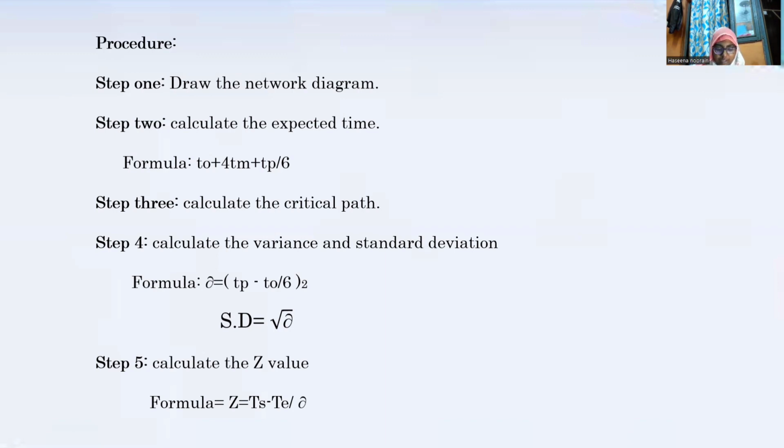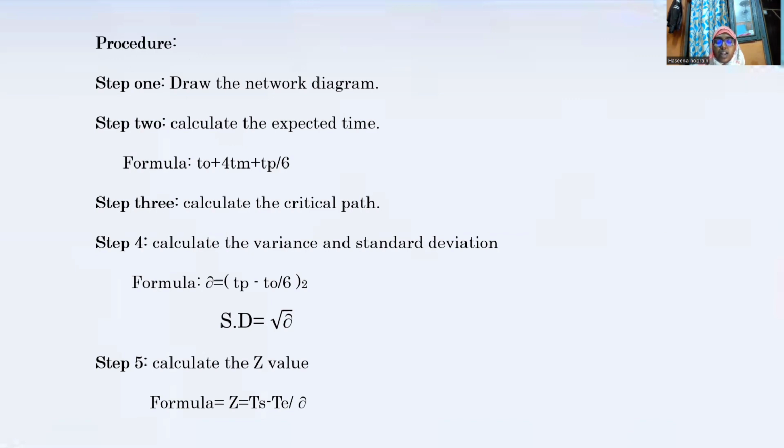The next one is calculation of variance and standard deviation. In the next step of critical path, the variance and standard deviation calculations are finalized by using the formula: the variance is equal to (TP minus TO) whole square, whole divided by 6 whole square. And for calculating the standard deviation, we just take the root of the variance.